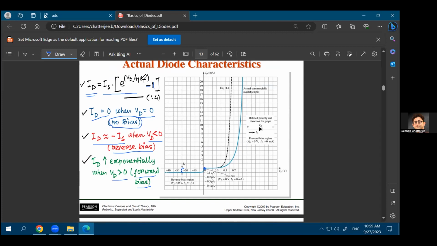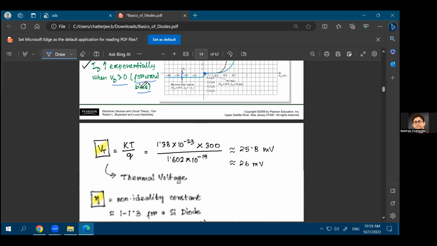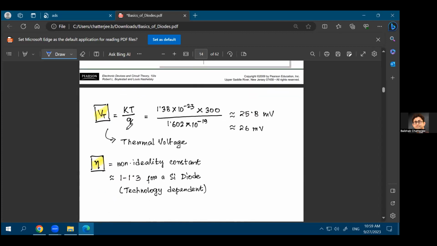Okay, now two other questions that may remain: what is this eta and what is Vt? So Vt is called a thermal voltage and it is defined as kT over q. Again, why Vt is there, that question will be answered in your device physics classes. But Vt is called the thermal voltage, which is the equivalent of the energy that is present at a particular temperature divided by the charge of an electron. You know that energy divided by charge gives you a voltage.